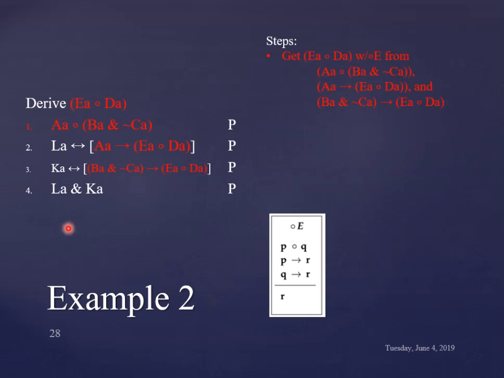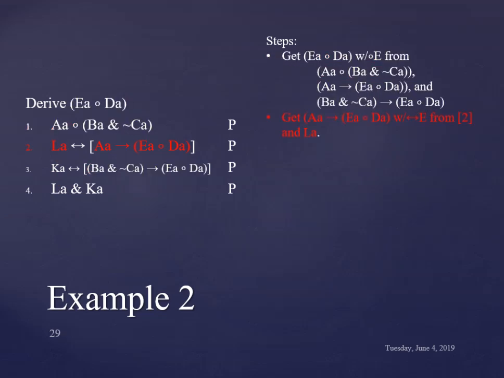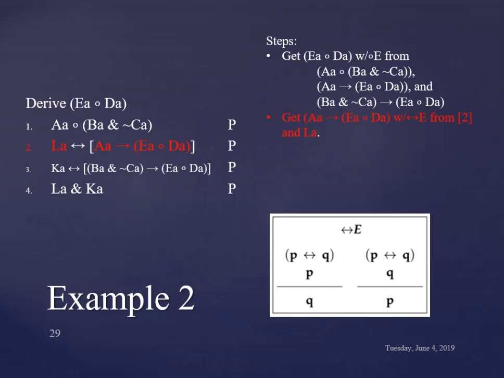And notice that I can do that so long as I have LA on a line by itself and KA on a line by itself. Because if I can get those by itself, right, then I can do biconditional elimination. Right, so I'm going to get that AA arrow formula, right, using biconditional elimination from 2 and LA. Okay, so I'm going to need to get LA by itself, right, because biconditional elimination requires me to get 2 things, a biconditional on a line and then one side of it. Right, then I can write down the part that I want.